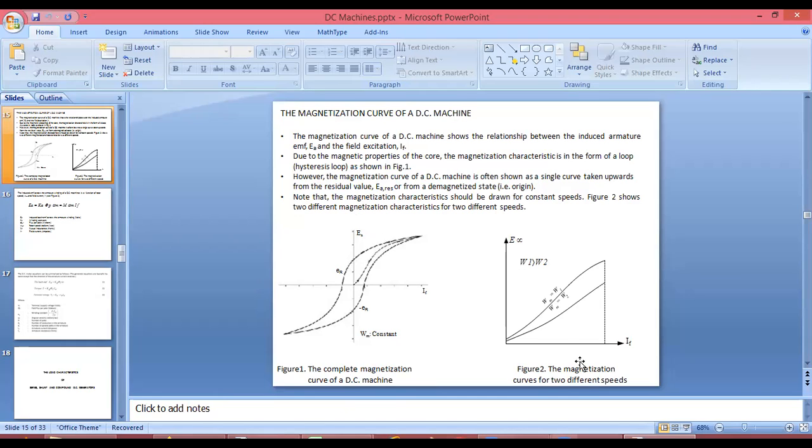If you see the magnetization curve for two different speeds, when we change the speed, the value of EMF increases with the value of field current, because here W1 is greater as compared to W2.